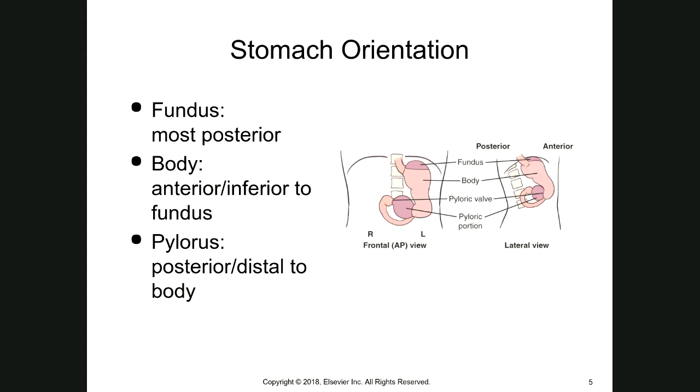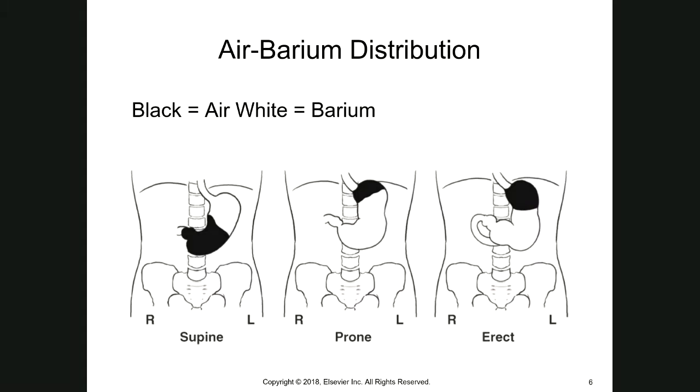Now, when we talk about air and barium distribution, notice in this picture, which is at the bottom of 455, that the black represents air and the white represents the stomach. So when the patient is on their back or supine, since this is the most superior and posterior portion, what actually happens is it fills with the barium and it drops back. And then the body and the pylorus actually are full of air when the patient is on their back.